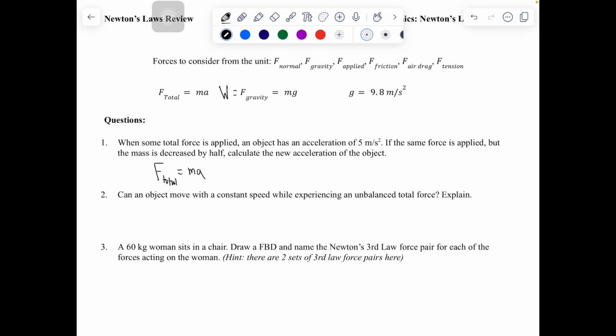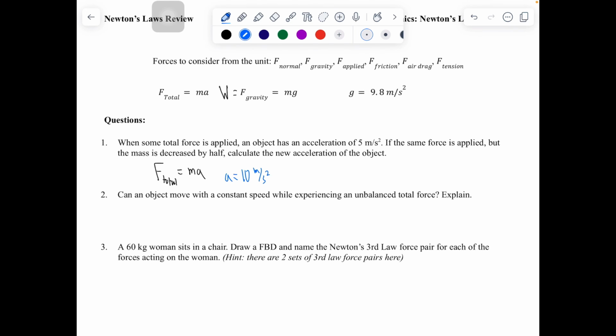Its acceleration would be a lot greater because if your mass goes down, well, for the same total force, your acceleration must go up to compensate. And it's proportional. So if the mass goes down by half, the acceleration doubles. If the mass was a third, the acceleration would triple. And this relationship keeps going. So we know, okay, the acceleration should double, the acceleration would be 10.